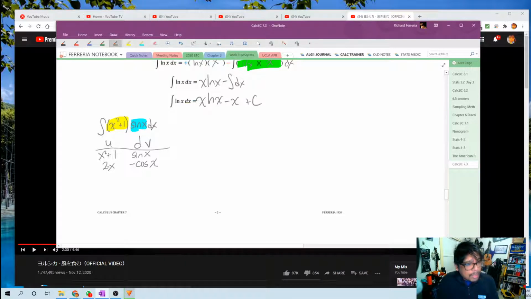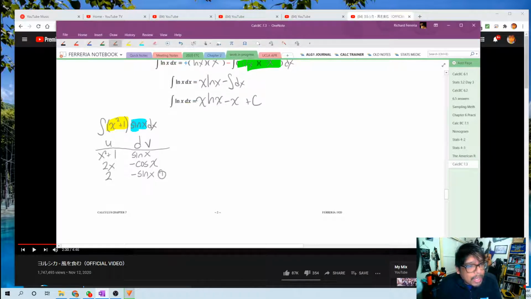Okay, is 2x cosine x integratable? No, it's not integratable. So let's go ahead and take another derivative. The derivative here is 2. The antiderivative of negative cosine x is negative sine x. And is 2 times negative sine x integratable? Now that answer is yes. So we could stop the process here.